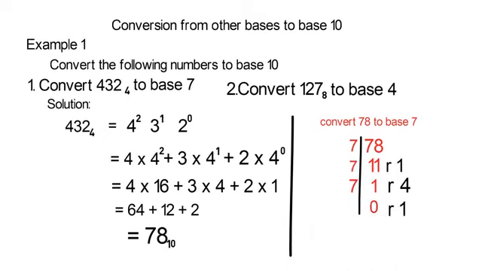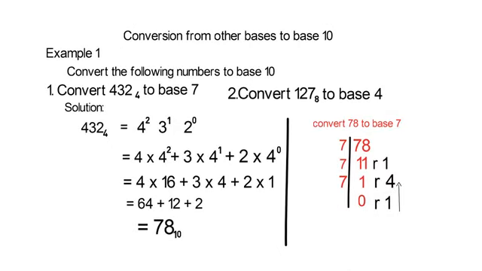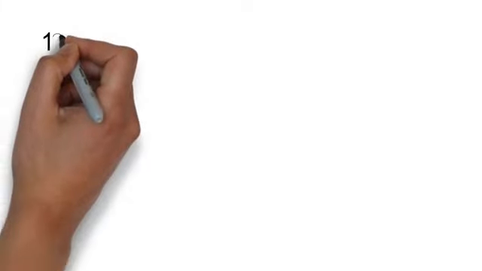So how do I write my answer? From bottom up. So I have my answer to be 141 base 7. So that's simply the steps you have to follow when converting from one base to another. So we just converted 432 from base 4 to base 7. Can you see it's pretty simple? So let's see another example.